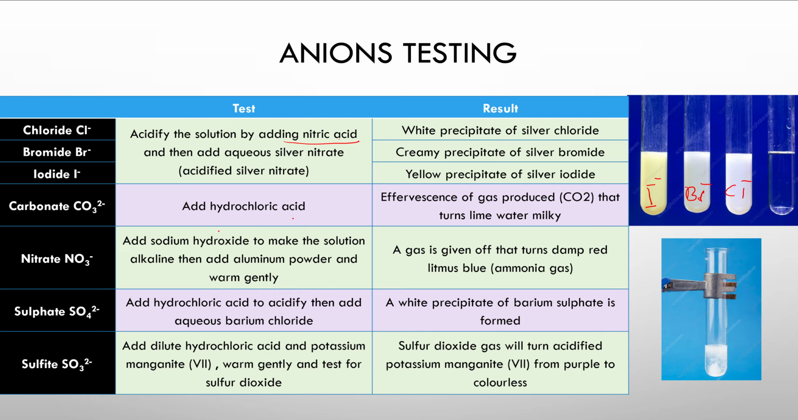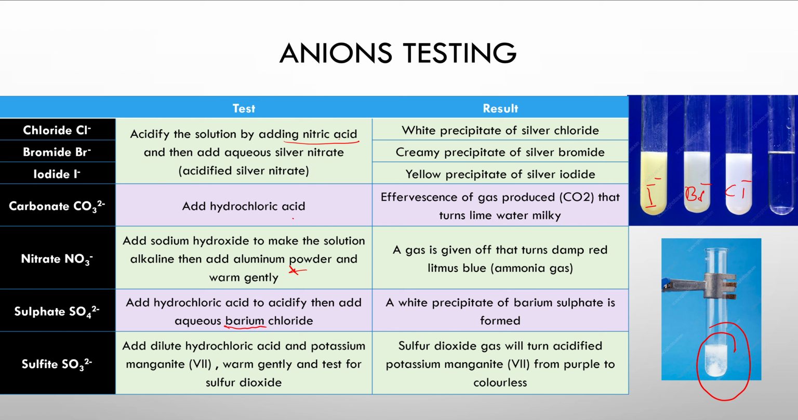Nitrates are tested by sodium hydroxide and we warm and it produces ammonia gas. But the difference between the test of nitrate and the ammonium ions is that nitrate needs aluminum powder to produce the ammonia gas. Sulfate is tested by barium ions, whether barium chloride and hydrochloric acid or barium nitrate and nitric acid. In the end of the day, the white precipitate formed is barium sulfate.